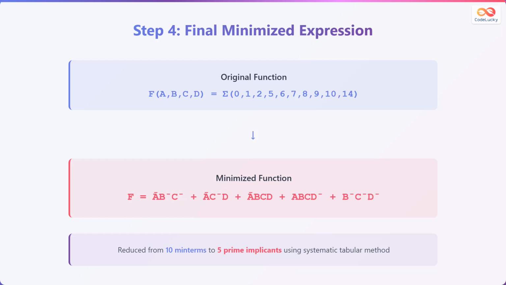Finally, we derive the minimized expression. Starting with the original function f of a, b, c, d equals the sum of minterms 0, 1, 2, 5, 6, 7, 8, 9, 10, and 14. Through the Quine-McCluskey method, this reduces to the minimized function f equals A bar B bar C bar plus A bar C bar D plus A bar B C D plus A B C D bar plus B bar C bar D bar. Therefore, the function has been reduced from 10 minterms to 5 prime implicants using a systematic tabular method.